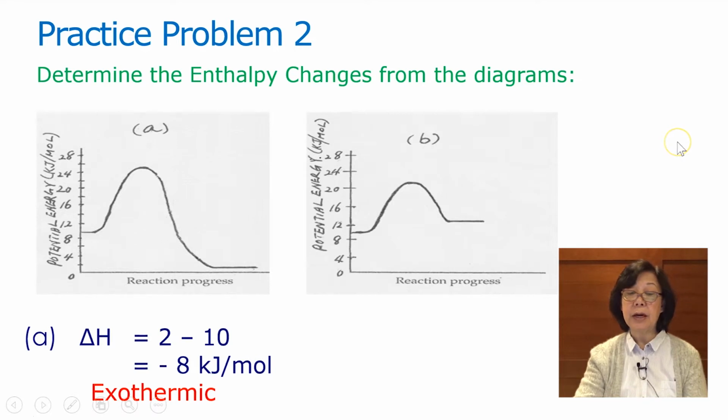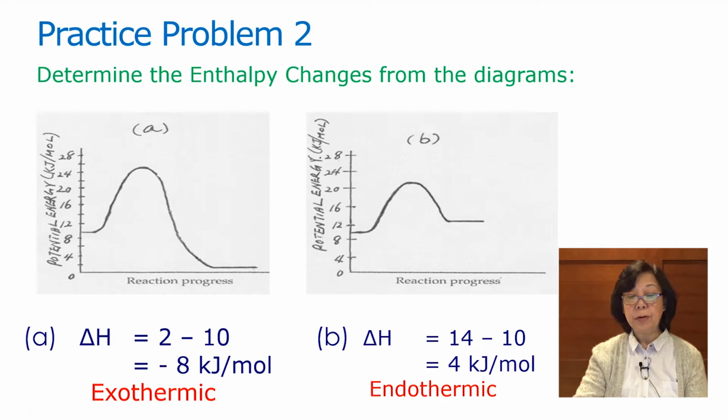Now with the other diagram, we start out with 10 kilojoule ending up with 14 kilojoule. So the product is at 14 minus 10 kilojoule of the reactant enthalpy. We have positive 4 kilojoule per mole. This is endothermic reaction.